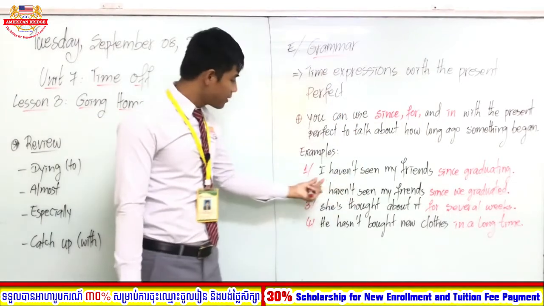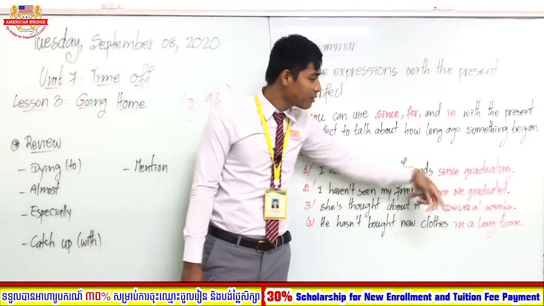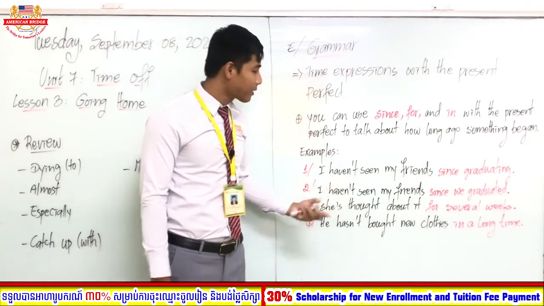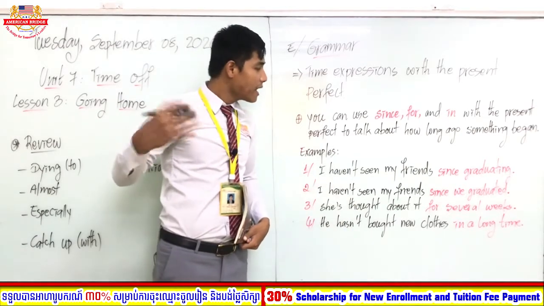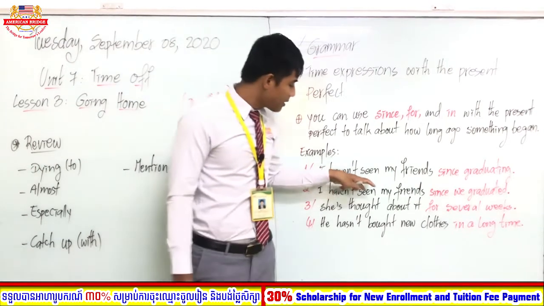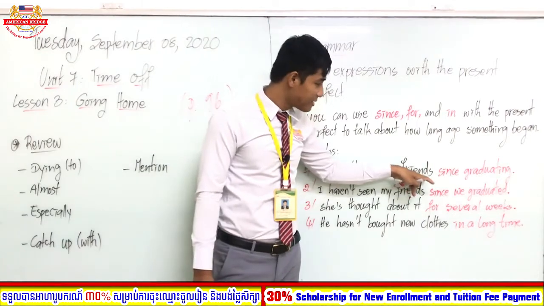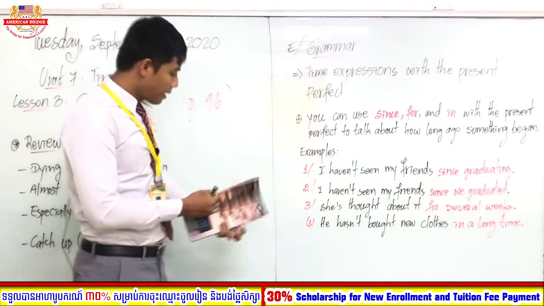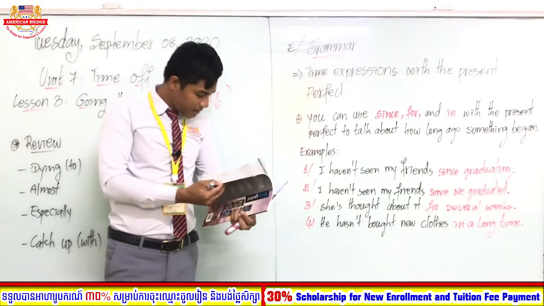For the first one, number one: I haven't seen my friends since graduating. Since graduating, when? This does not tell you when he or she graduated, but it just tells you that he or she hasn't seen his or her friends since graduating. So you can open your book to page 96, then you will see.